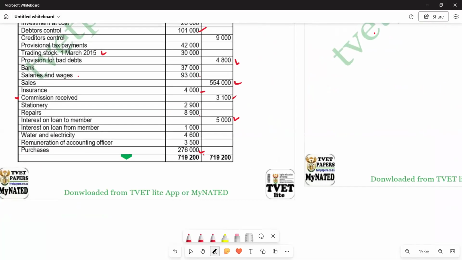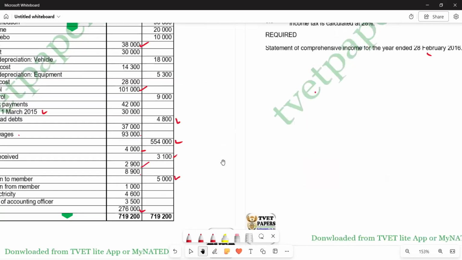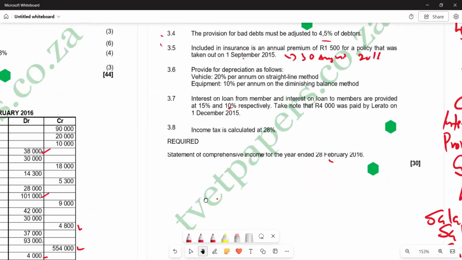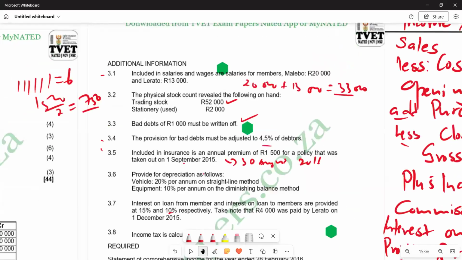We've got stationery. Stationery is 2,900. This is stationery that was paid for. But if you go to additional information to see if you got anything about stationery, we have it here on item 3.2. Stationery used, 2,000. What does it mean? It means that the stationery that was used is 2,000. And obviously, what is remaining is 900. What was bought in the trial balance is 2,900. So if 2,000 was used, it means 900 is remaining at the end. So this is the stock of stationery that we have at the end.